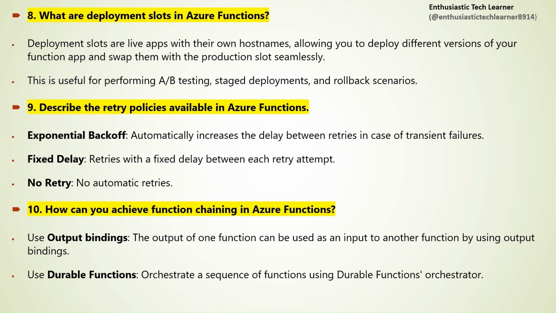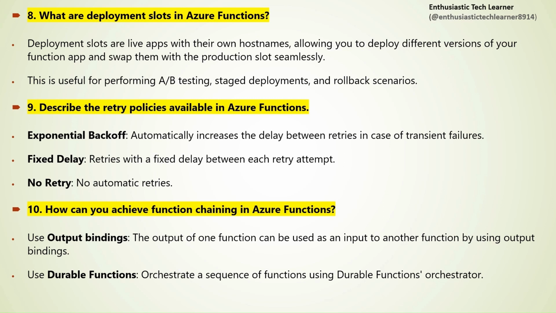Describe the retry policies available in Azure Functions. Exponential backoff automatically increases the delay between retries in case of transient failures. Fixed delay retries with a fixed delay between each retry attempt. No retry: no automatic retries.